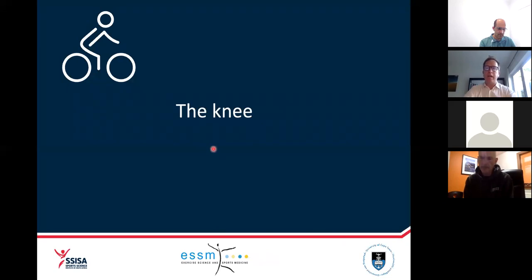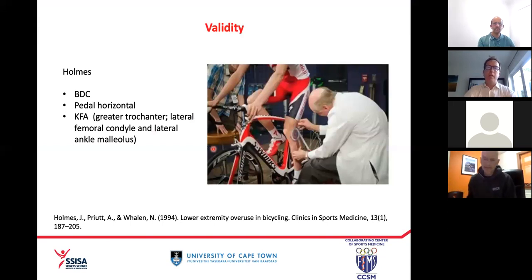So let's start with the knee, and we look at knee flexion angles and what those measurements actually mean. Well, for many years, the knee joint has been measured at bottom dead center, since Andy Pruitt and Holmes published their book, Lower Extremity Overuse in Bicycling, in 1994, and promoted this technique named after Holmes. Bike fitters have used this technique to set saddle height optimally, and that is by placing the crank at the bottom dead center position, putting the pedal in a horizontal position. That's an important aspect. If you don't place the pedal in a horizontal position, it is not the Holmes technique and it's measuring a different angle.